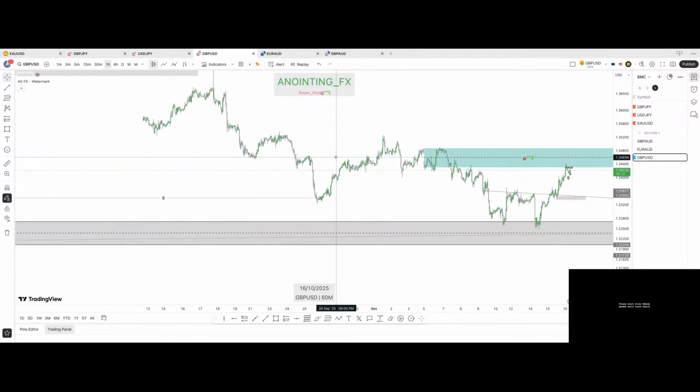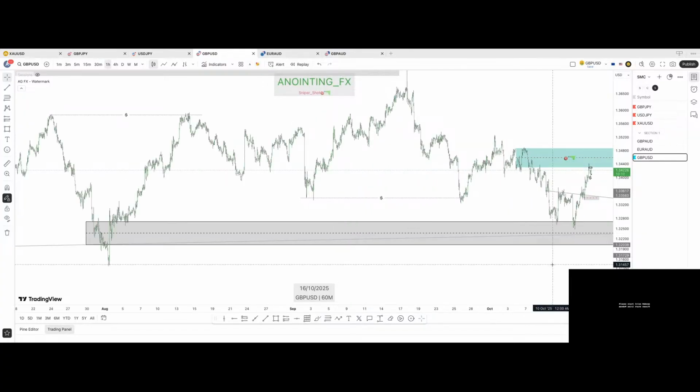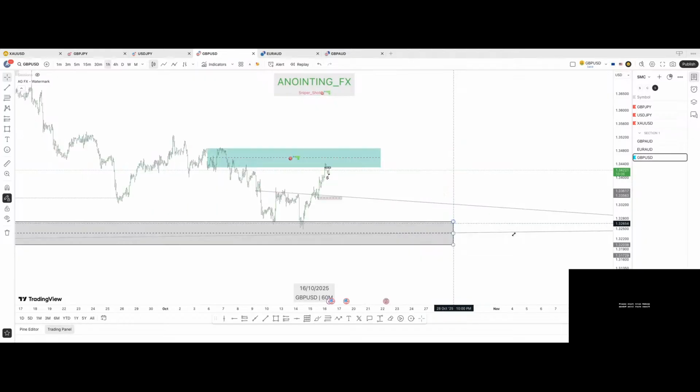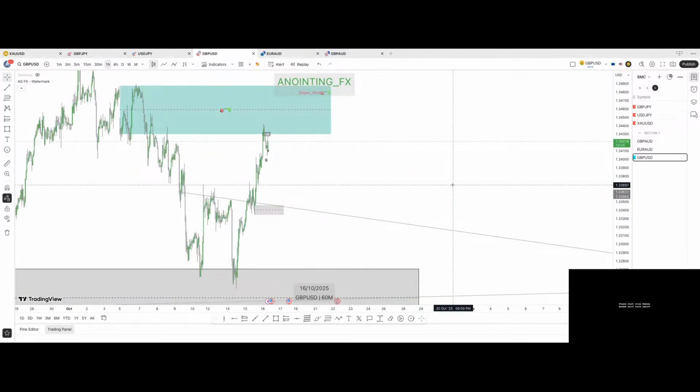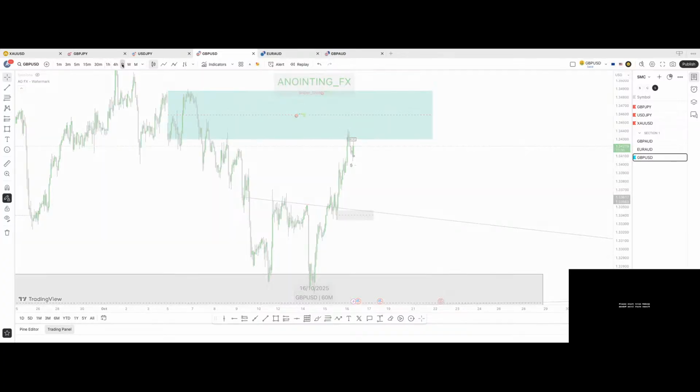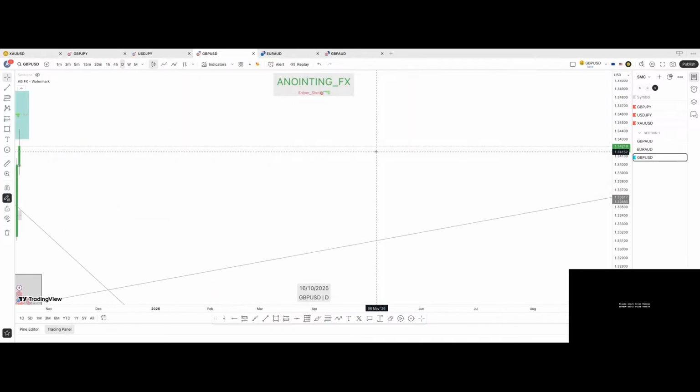Okay, so that is that. Price has already mitigated the daily engulfing and has come to tap inside this daily zone we marked as well. So let's look at reasons why we marked that level as our zone.